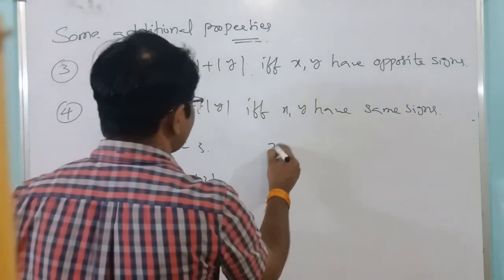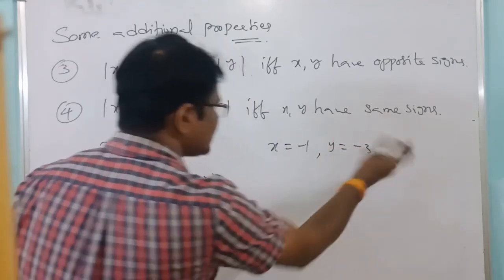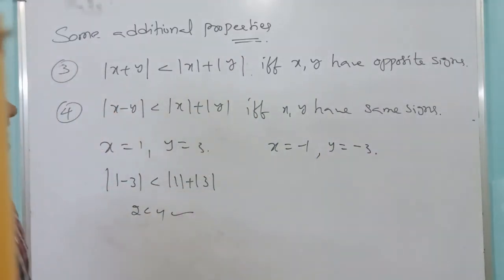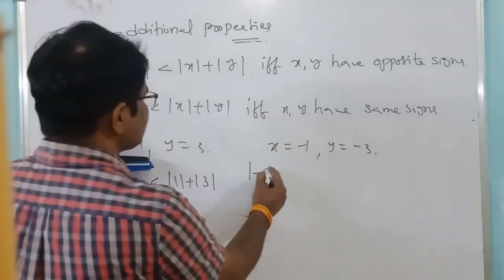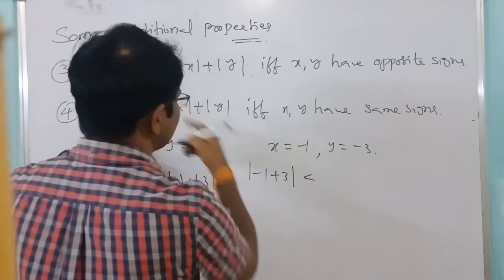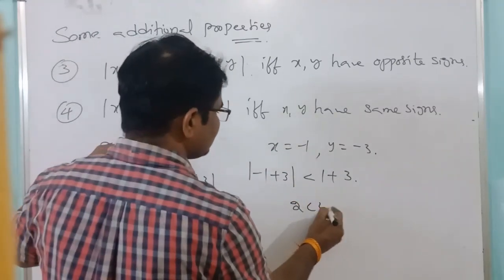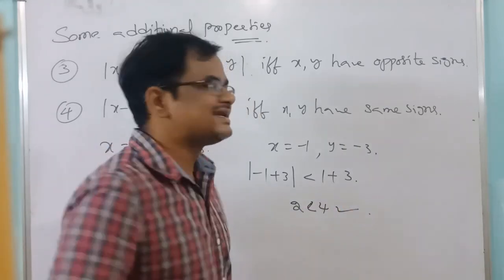Suppose you take x equal to -1, y equal to -3, because here also x and y have the same signs. Substitute here -1 minus of minus 3 less than modulus of -1 which is 1, plus 3. So here also 2 less than 4. So here also it is satisfied.